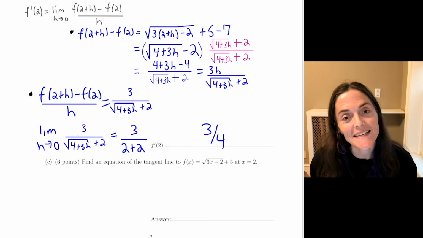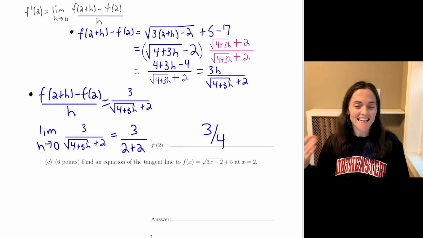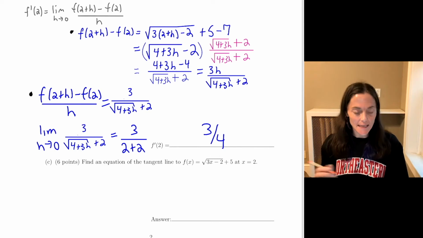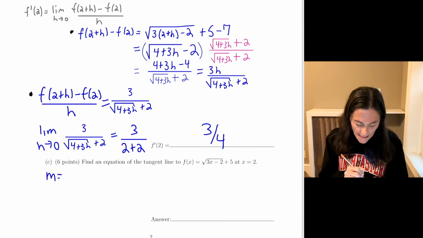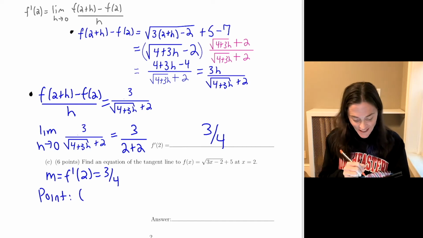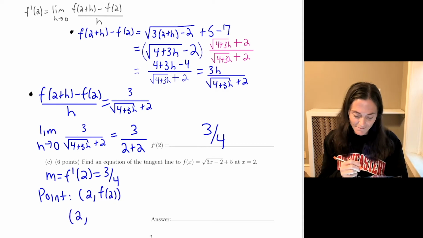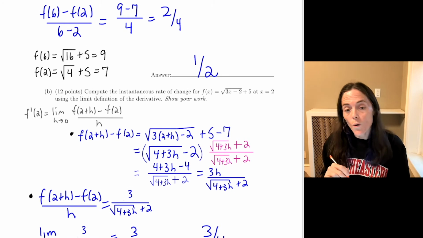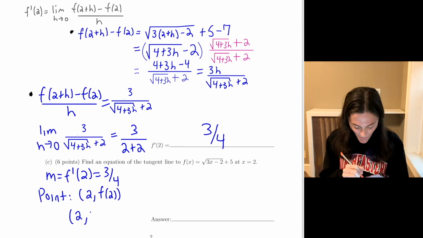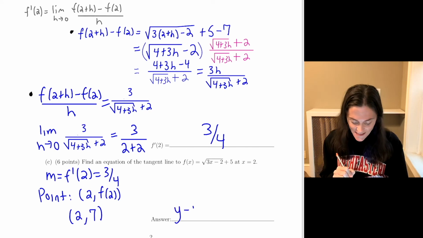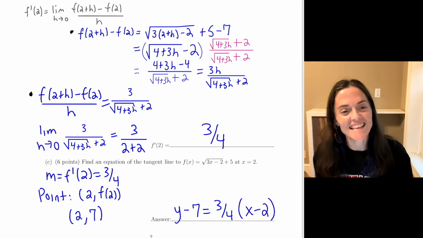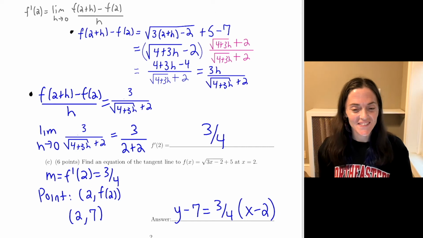The last part of this question asks for an equation of the tangent line to this function at x equals 2. Well, we have all of the information here. So we know the slope. This is the derivative, which is 3 over 4. We know a point. This would be 2 comma f of 2. And we've calculated f of 2. F of 2 was, it's here, 7, or you can just calculate it again. So the point is 2 comma 7. So we have y minus y1 is m times x minus x1, like this. This would be our answer here.